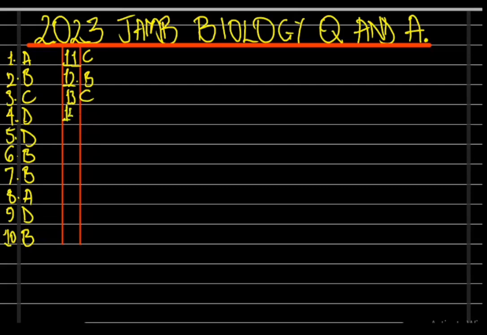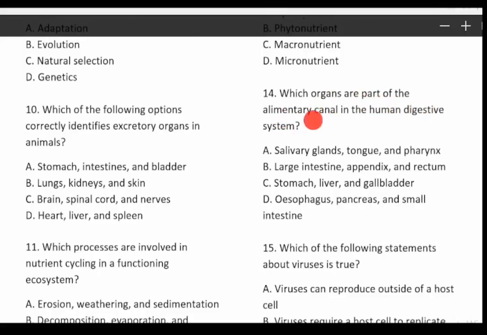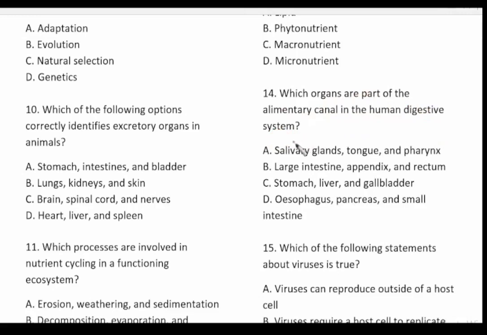So question 14 now. Which organs are part of the alimentary canal in the human digestive system? Previously here we talked about excretory organs. Here we're talking about the digestive system. So what are the organs that take part in digestion?